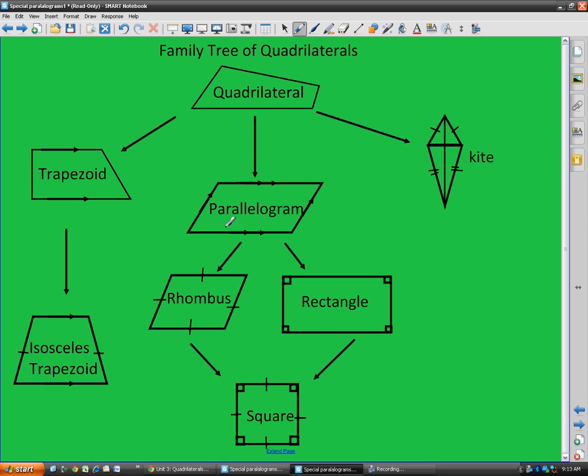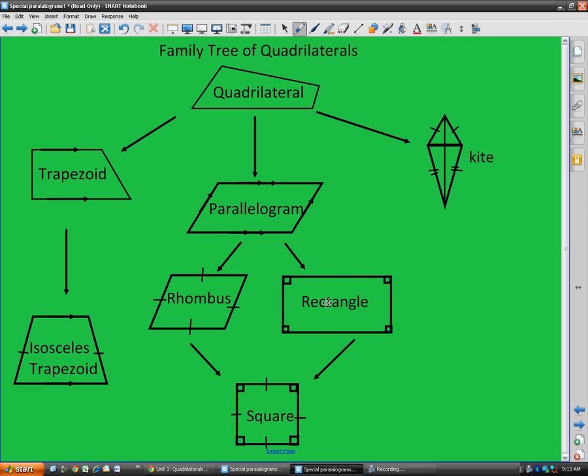Because when you have a parallelogram, it's sometimes a rhombus when all four sides are the same. So if you have all four sides the same, then it's a rhombus. If you have all four right angles, it becomes a rectangle. And if all four sides are the same and all four angles are right angles, then it is a square. That's the only time it is. Otherwise, it's just opposite sides are parallel, which makes it a parallelogram. So we're just kind of trying to figure out how these go.